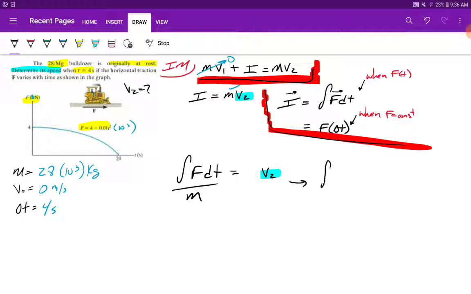So it's going to be the integral. It's going to go from 0 seconds to 4 seconds because they told us t equals 4 seconds. So I'm going to integrate through 4 seconds. And then I need to plug in my function. My function is 4 minus 0.01 t squared dt divided by my mass, which is 28,000 kilograms, and that's going to be what my velocity is.